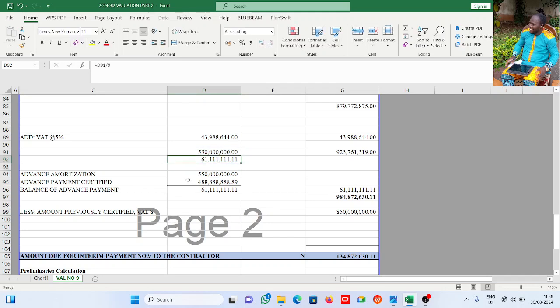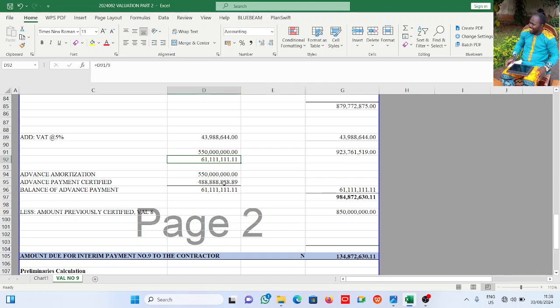This is how it's going to be recovered in every valuation beginning from valuation number 2. In valuation number 2, they will recover 61 million, right? In valuation number 3, 61 million plus 61 million. In valuation number 4, 61 million plus 61 million plus 60, because the valuation is cumulative. Please take note, valuation is cumulative.